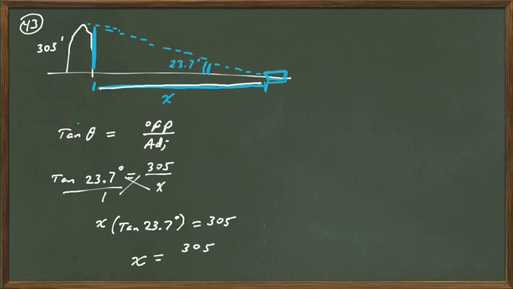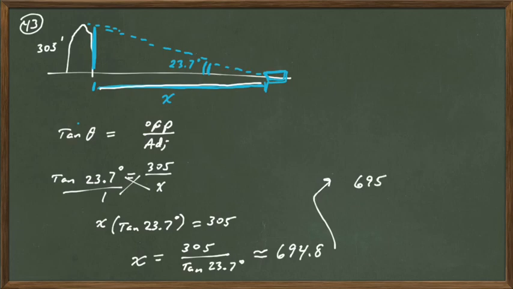Lastly, you're going to divide. So you have to divide by the tangent of 23.7 degrees. And when we punch this in, hopefully we're going to get 694.8. To the nearest unit, it would be 695, which is the answer the textbook has. And what is this? This would be feet, right? Because everything's in terms of feet. So yes.